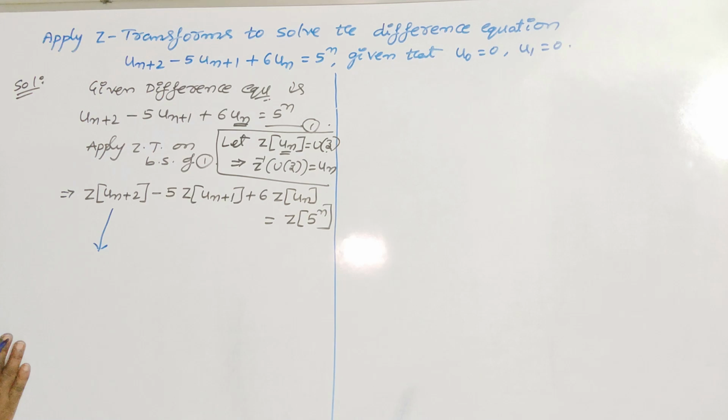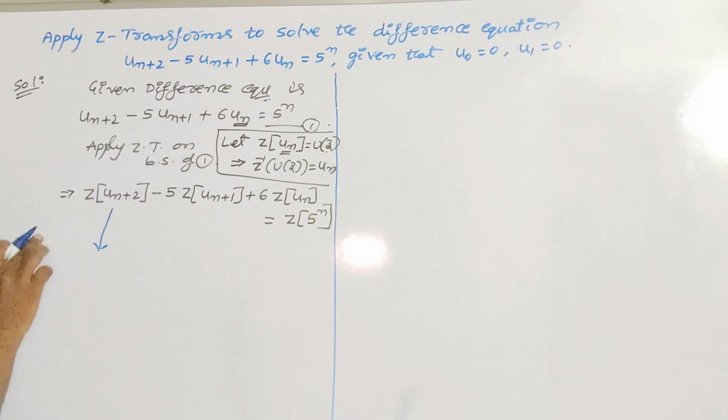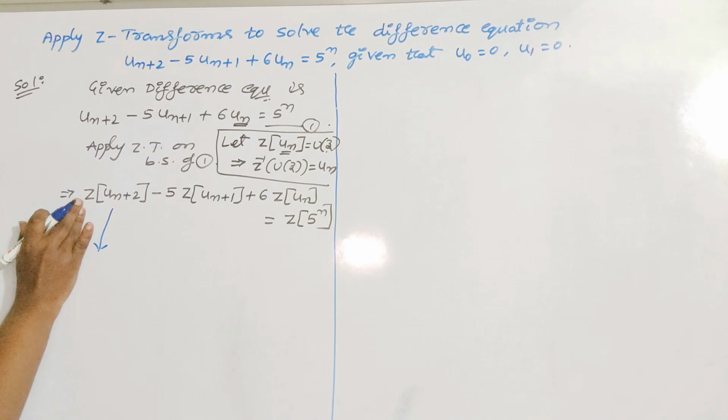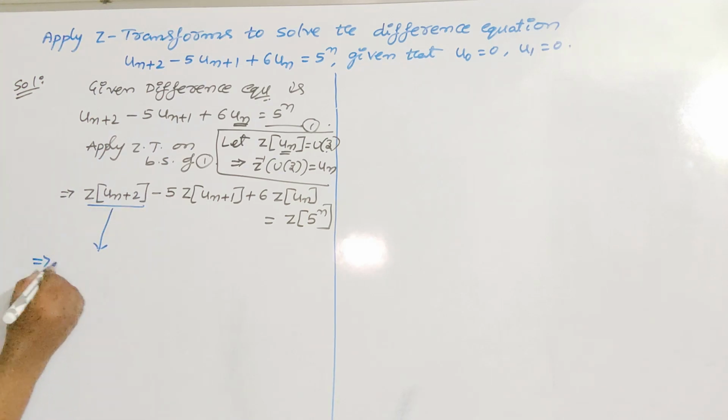Don't forget one important thing. In the case of an ordinary differential equation, we have to apply the Laplace transform on both sides. After that, we have to write the formula of L of y double dash. Here, it is the Z transform of u(n+2). So, what is the formula for Z transform of u(n+2)?